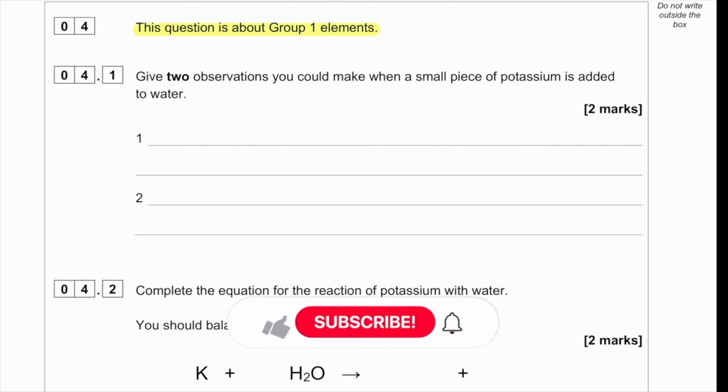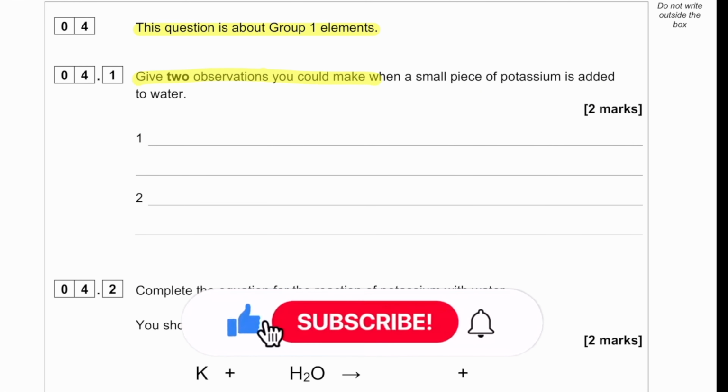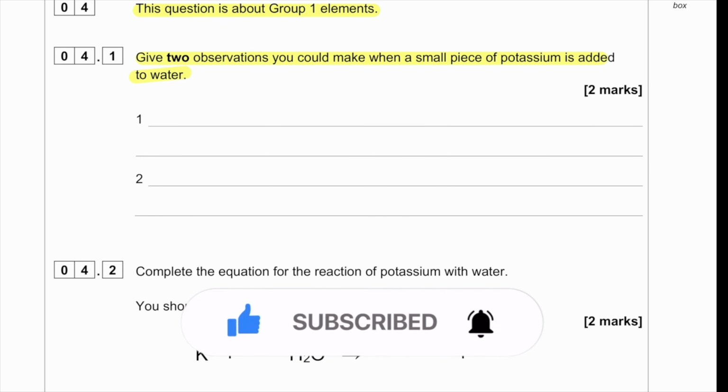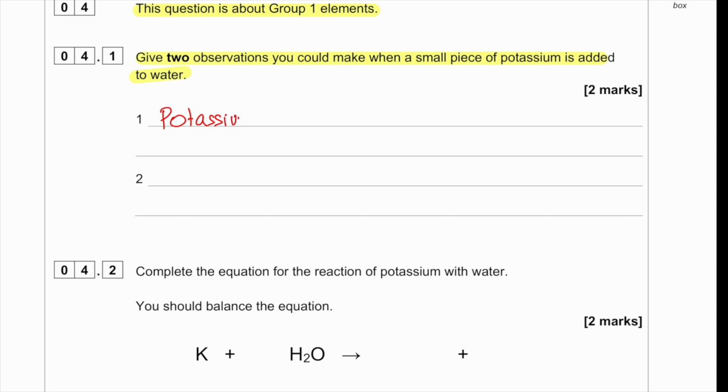This question is about group 1 elements. Give two observations you could make when a small piece of potassium is added to water. So when we add a small piece of potassium to water, we are going to see the potassium will float because it is lighter than water.